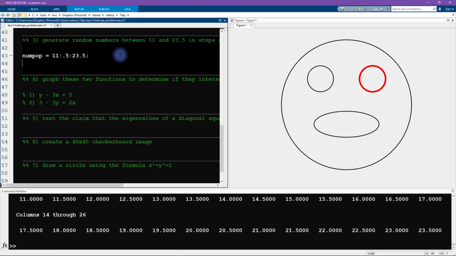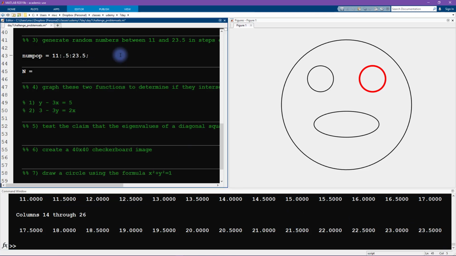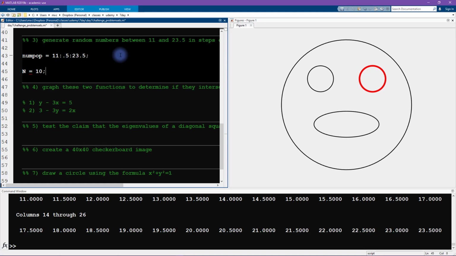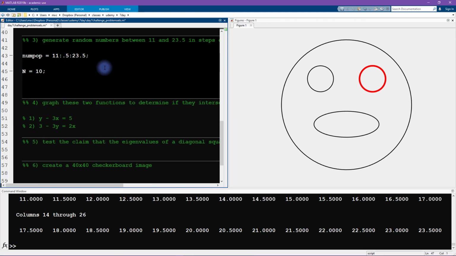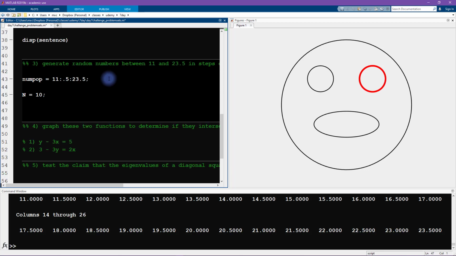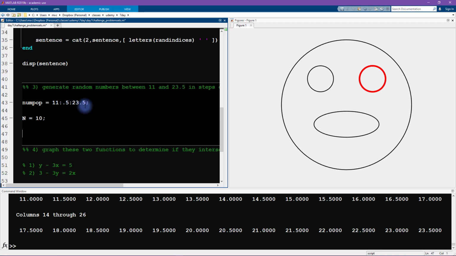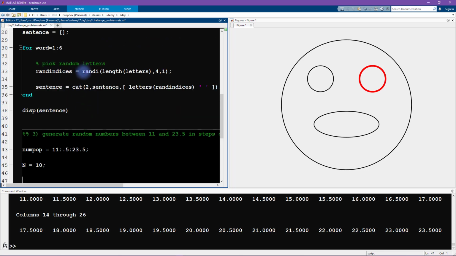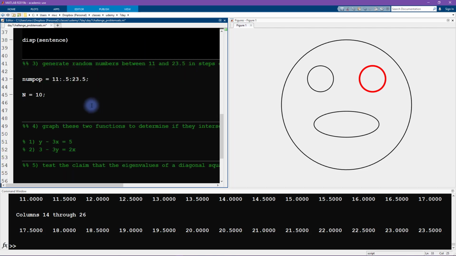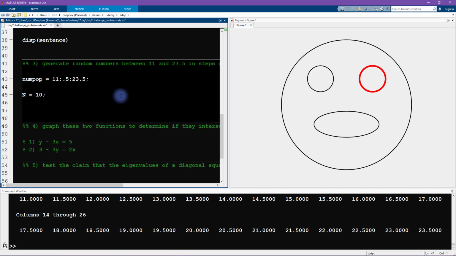And now from here, we want to generate randomly, let's say 10 of those numbers. And now I'm going to generate these random numbers, or pick from here randomly, essentially the same way that I did here using the randi function. So let's write numpop. I'm going to do this all in one line of code. randi. So I want to generate random integers between 1 and the length of numpop.